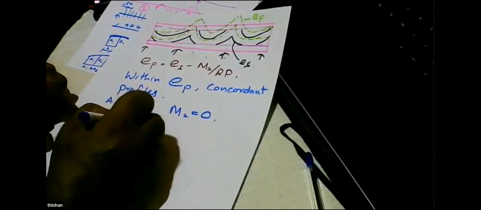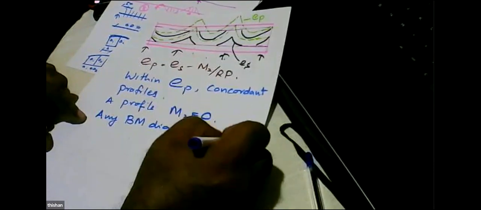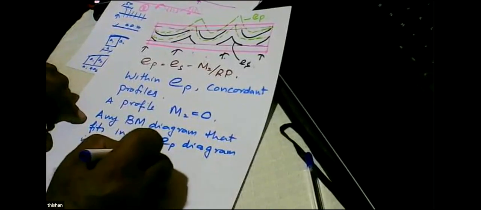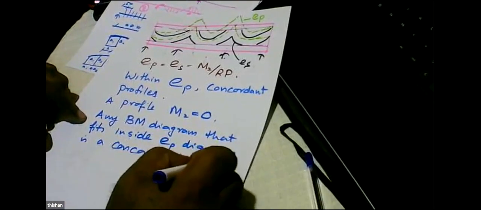That means a profile that generates M2 as 0. And then we know any bending moment diagram that fits inside EP diagram is a concordant profile. But here we have a small problem.